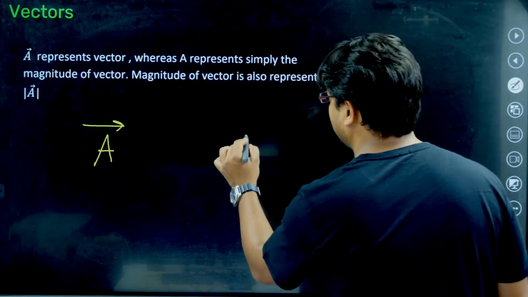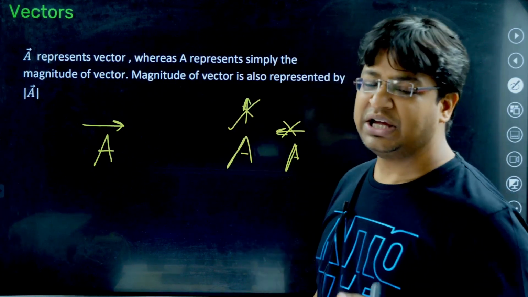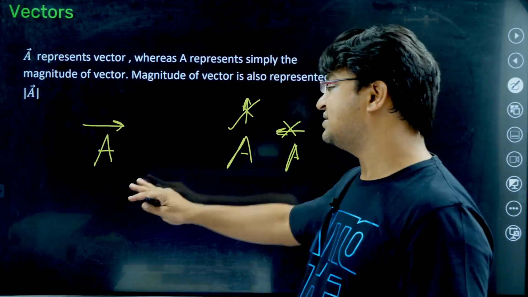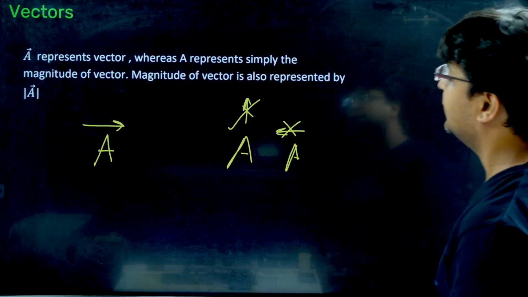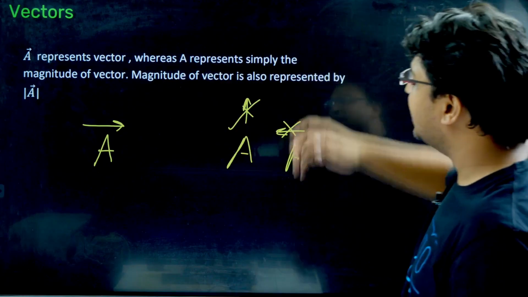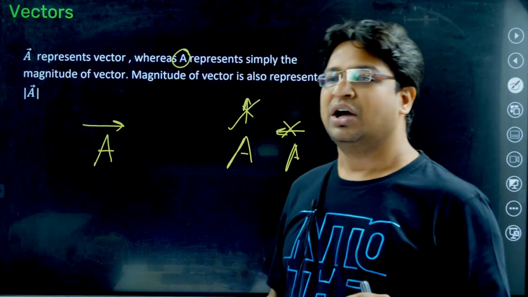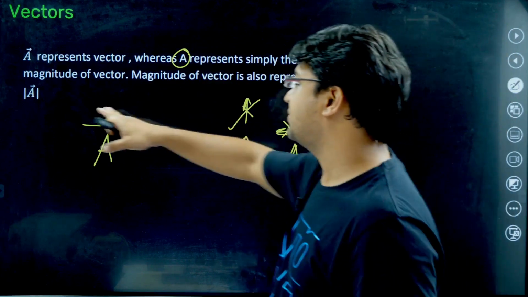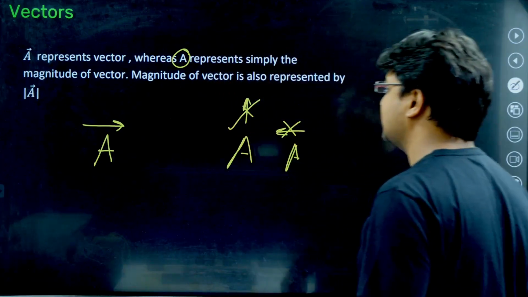So we don't draw it like this, we don't draw it like this, because it has got no relation with the actual direction of the vector. It is only a representation that tells us that A represents a vector quantity. This is vector A, we call this vector A. So A with an arrow over it represents a vector. If we are writing only A, it means that we are talking about only the magnitude of vector A, and we are not using the direction anywhere. And the magnitude of the vector is also represented by vector A put in between two bars.